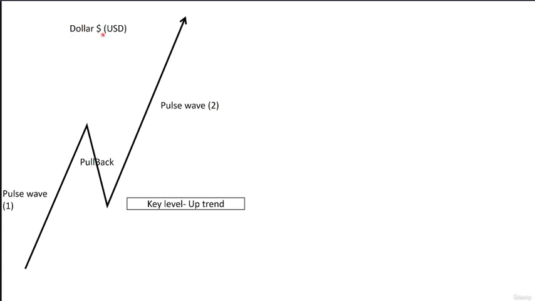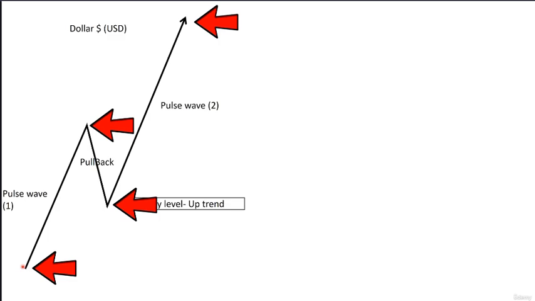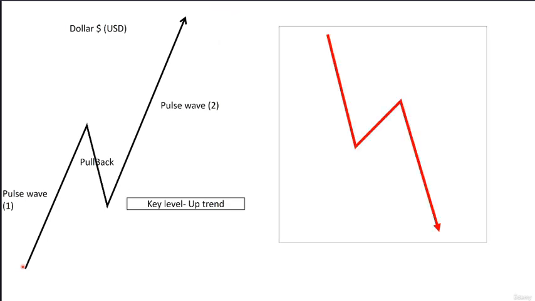For example, here is a dollar chart, and you can see the higher high, higher low structure like this. When we talk about higher high, it means that we compare the high here and the high here. This high is higher than this high. This low is higher than this low, and therefore higher high, higher low is the structure of the uptrend, and for the downtrend that is reversed.